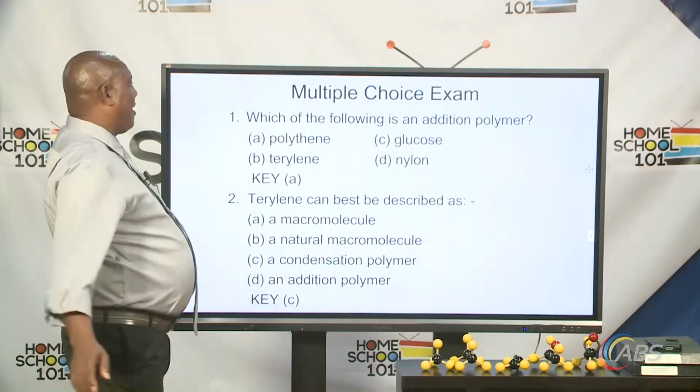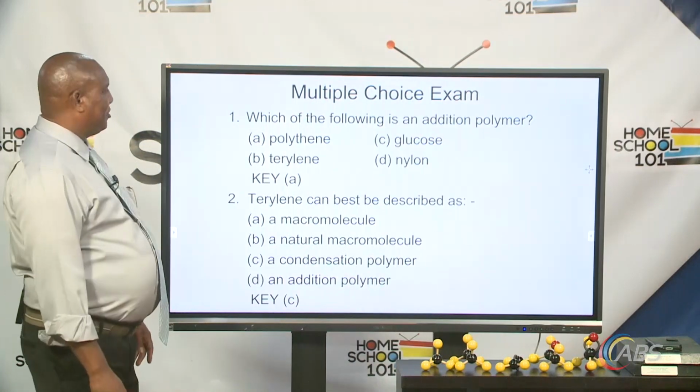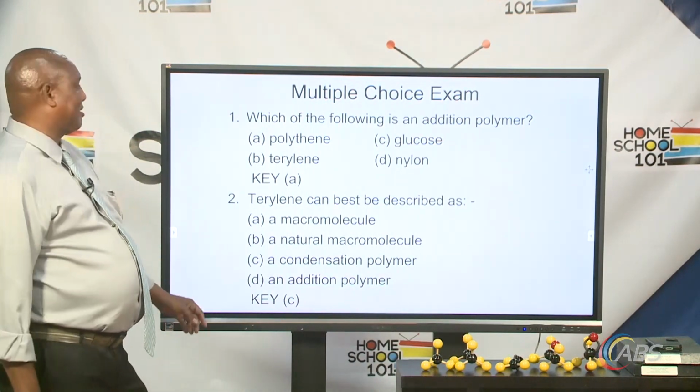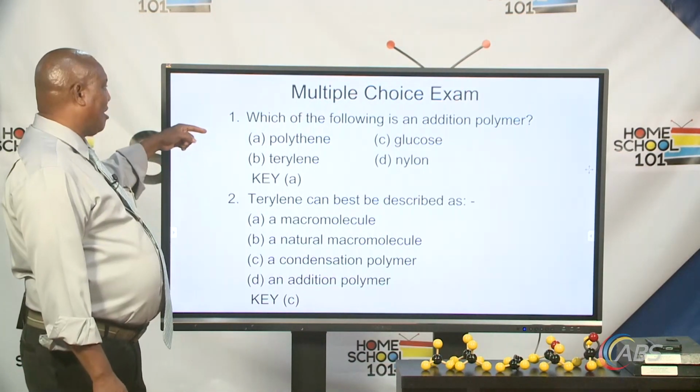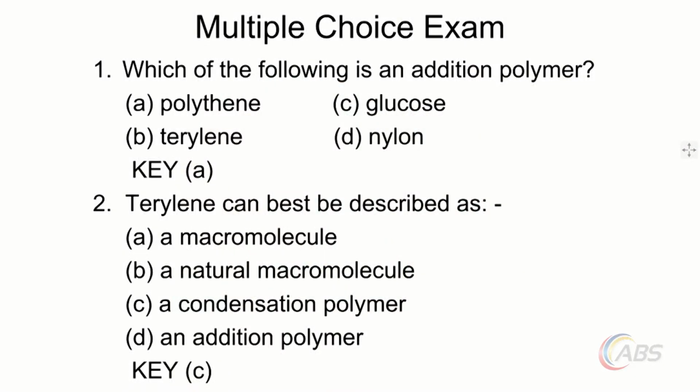Okay? All right, now for the multiple choice exam. Let's look at what a few past CSEC questions look like, so you're prepared for the exam. Question number 1. Which of the following is an addition polymer? Polythene, terylene, glucose, nylon. And of course it's polythene, addition, because in ethene, the double bond breaks, forms those single bonds, a long chain, polythene.